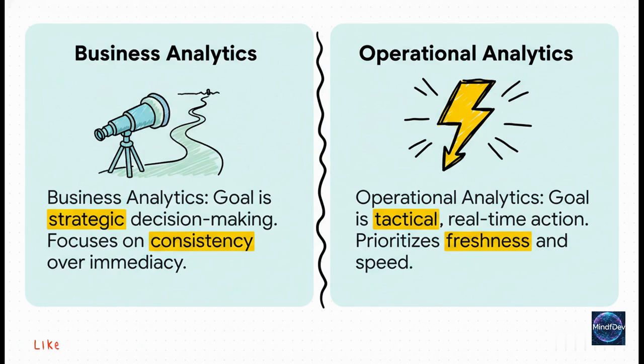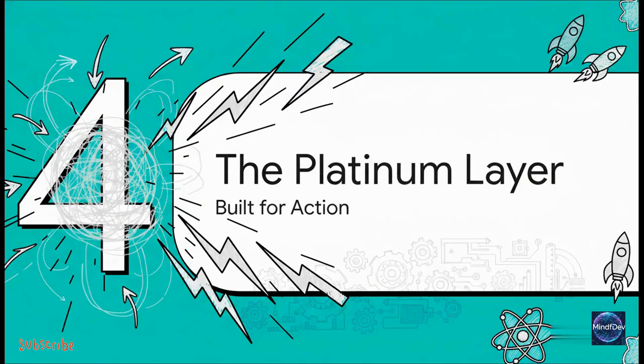But operational analytics, that needs to act right now. It prioritizes freshness above all else. I mean, you just can't answer a real-time question like, hey, is this transaction fraudulent with data that's already a day old? And that need for speed, that's exactly why the classic model had to evolve. The answer wasn't to try and force the gold layer to be faster, but to introduce a new, really powerful extension that was built from the ground up for action.